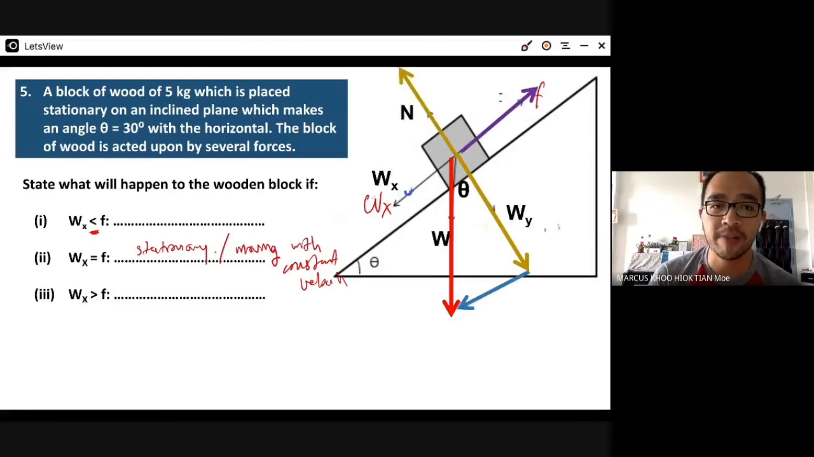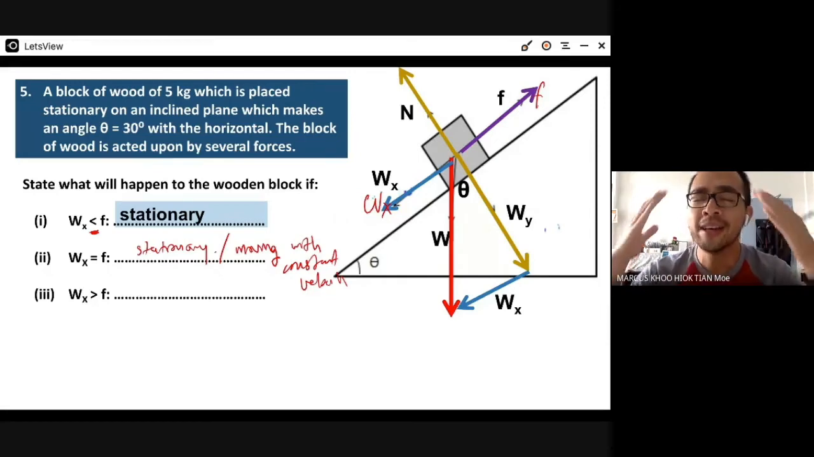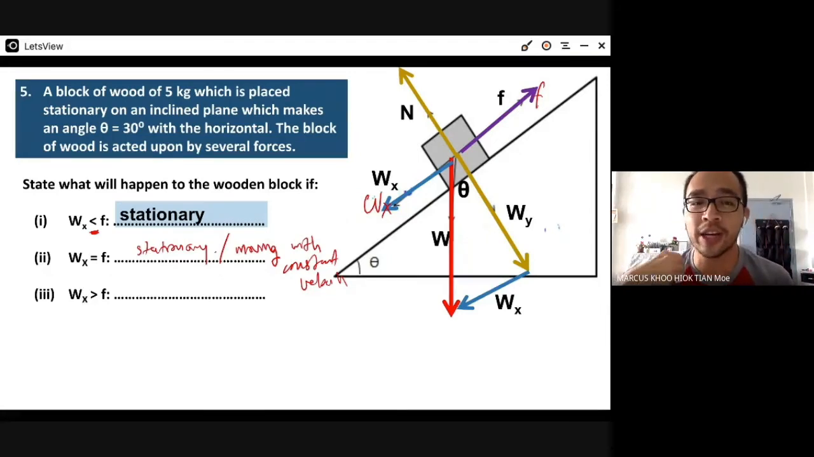Sorry, animation. So it will be stationary, or like Louis's answer, the block of wood will not slide down. Don't say the block of wood will slide up. Just because F is bigger doesn't mean that the block of wood will slide up. Must use logic too. Maybe you can say the block of wood will slide up because there is a ghost pushing it up. Or a vampire pushing it up. That's a different story.